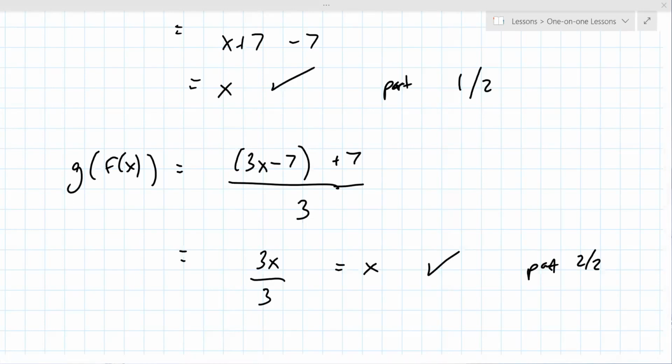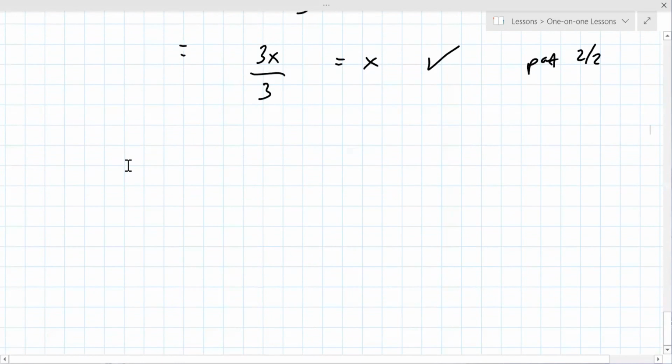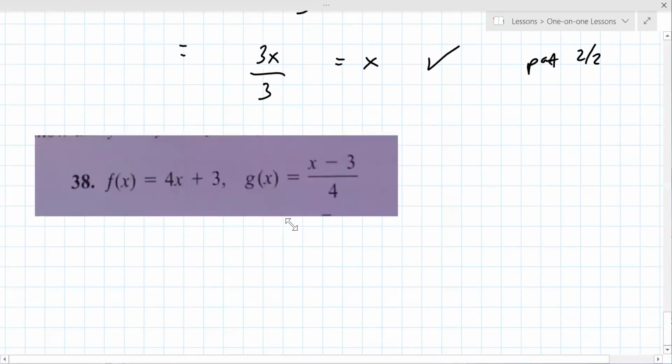Okay, what's the next one here to look at? Number 38 and number 39. Why don't you try 38 on your own, because it's basically the same thing, and let me know if you do not get that they are inverses, because they are. It should work out.